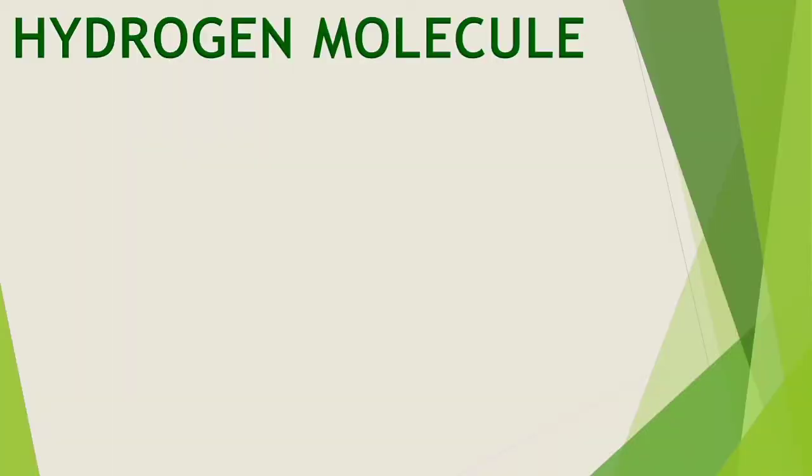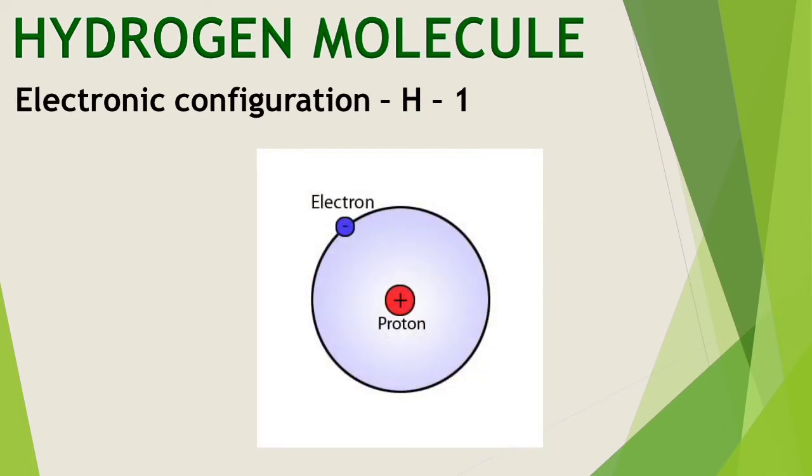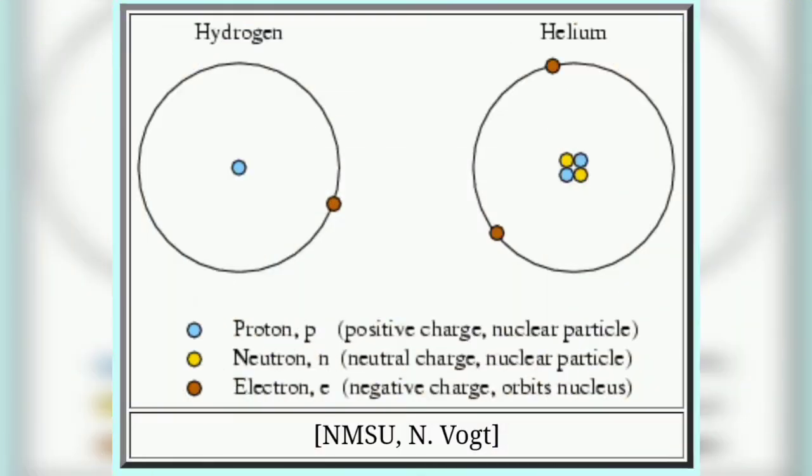The simplest molecule formed through covalent bonding is that of hydrogen. The atomic number of hydrogen is 1. Hence, hydrogen has 1 electron in its K shell and it requires 1 more electron to fill the K shell so that it can attain the configuration of the nearest noble gas, helium.